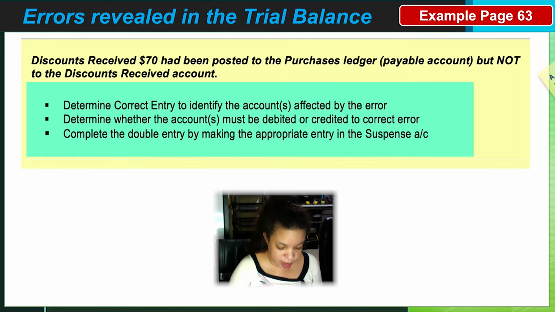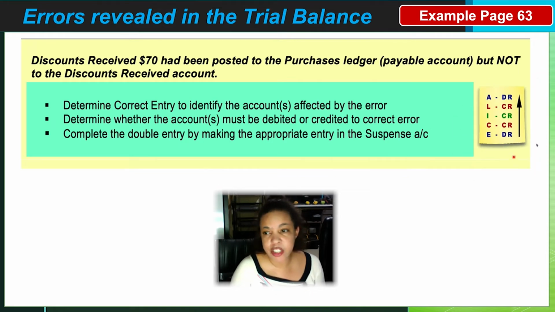So here we have an example. And since we're dealing with double entry, you could jot down your ALICE here for the increases, and then automatically you notice the opposite for the decrease. So discounts received had been posted to the purchases ledger, which has your payable personal accounts. So they did enter it in your payable account, but not in the discounts received account. So the account that you have to go and enter it in to correct the error is going to be your discounts received, not your payable, because it was entered correctly there.